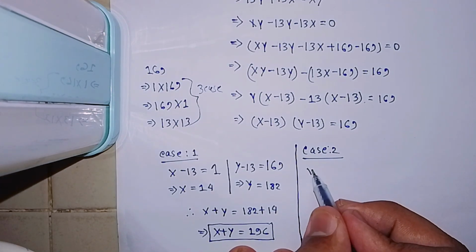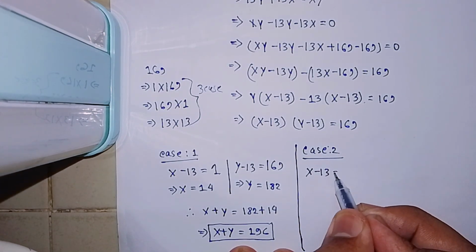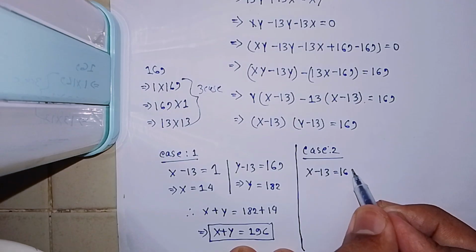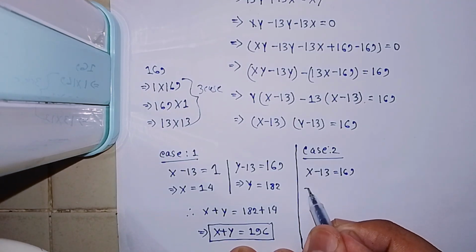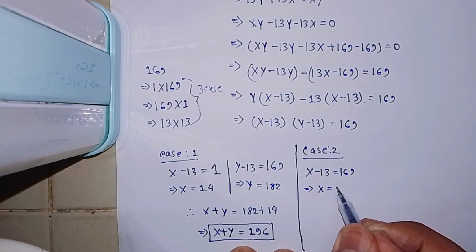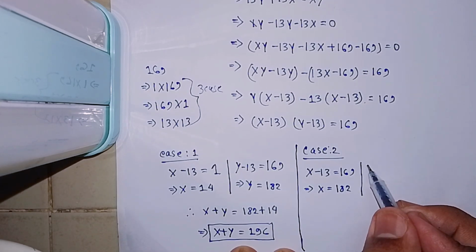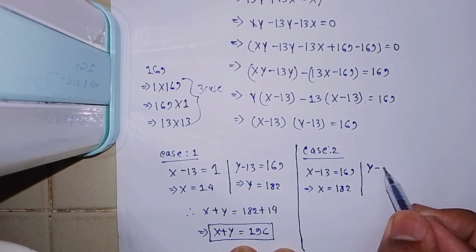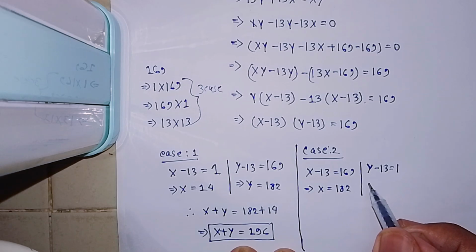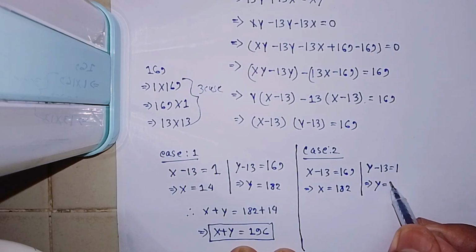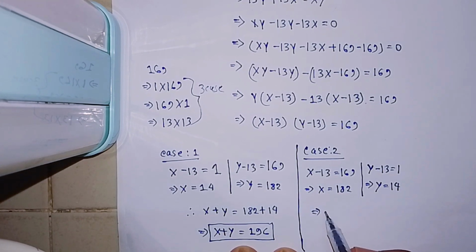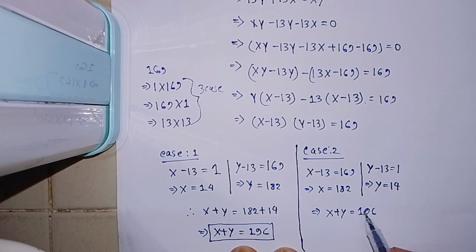There we can get x - 13 equal 169. Then x equal 182 and y - 13 equal 1. Then y equal 14. Then we get x + y equal again 196.